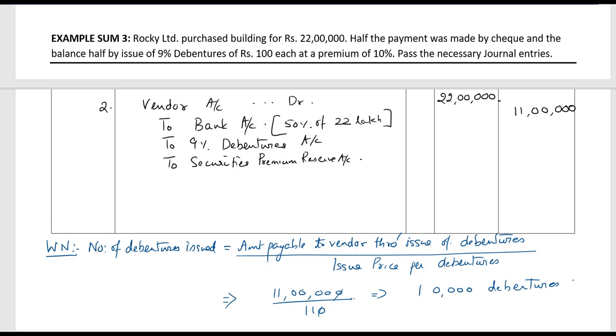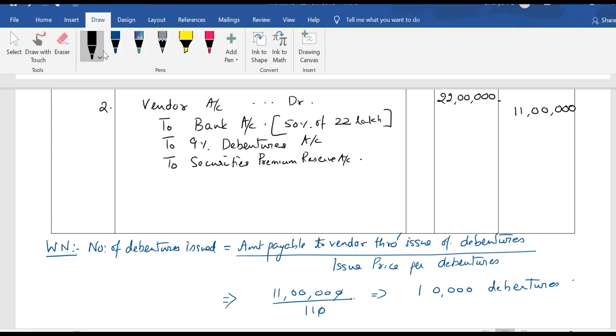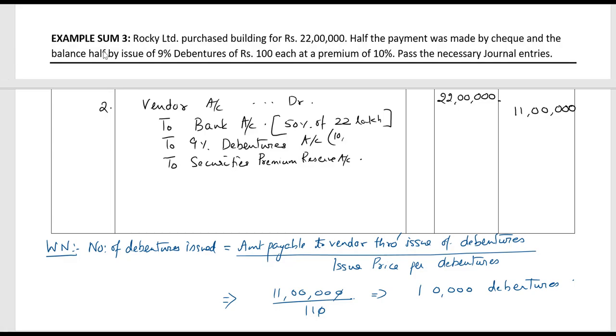We'll insert this amount in the journal entry. Against 9% debentures account, 10,000 debentures multiplied by rupees 100 face value comes up to 10 lakh rupees. And against securities premium reserve, 10,000 debentures multiplied by rupees 10 premium per debenture comes up to 1 lakh rupees.